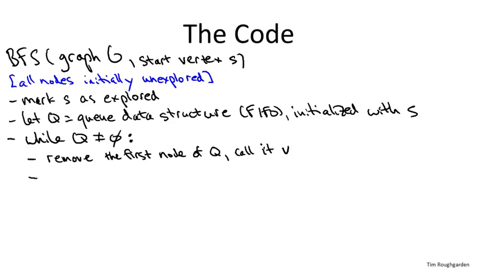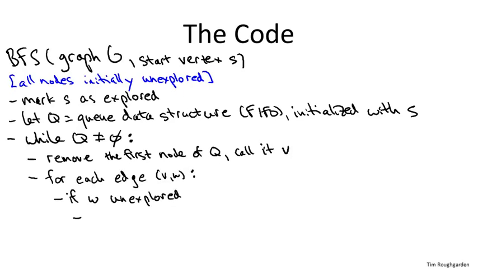Now we're going to look at V's neighbors, vertices with which it shares edges, and we're going to see if any of them have not already been explored. So if W is something we haven't seen before, if it's unexplored, that means it's in the unconquered territory, which is great. So we have a new victim. We can mark W as explored, we can put it in our queue, and we've advanced the frontier, and now we have one more explored node than we did previously.